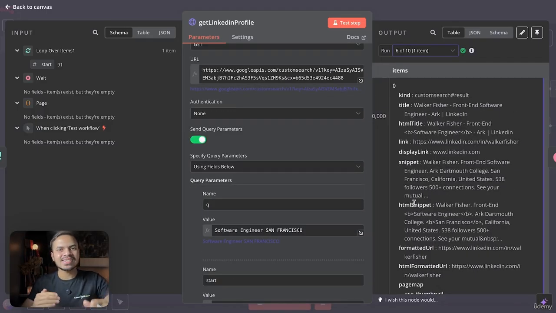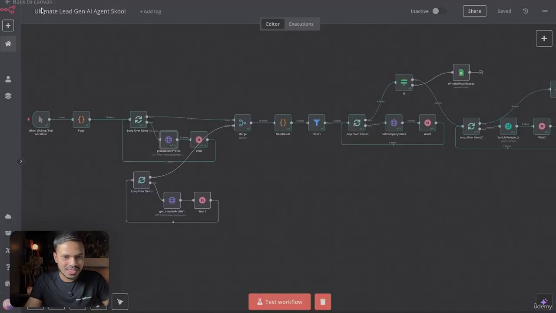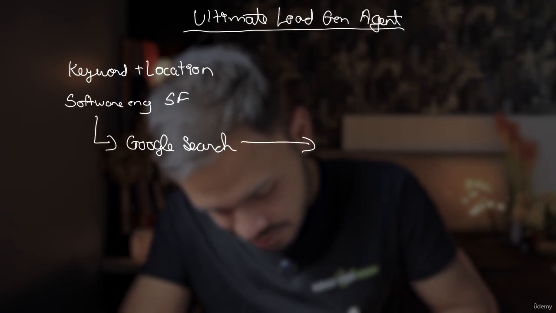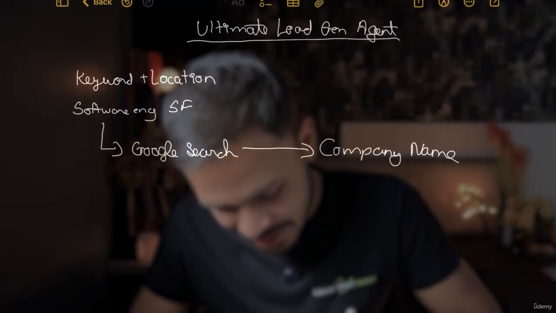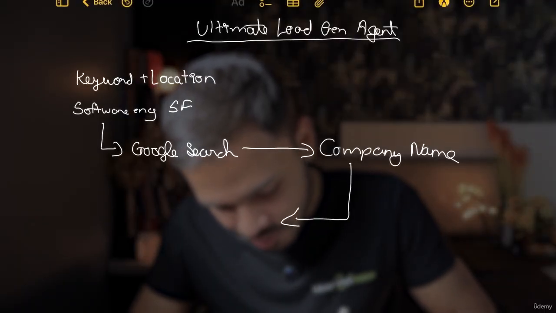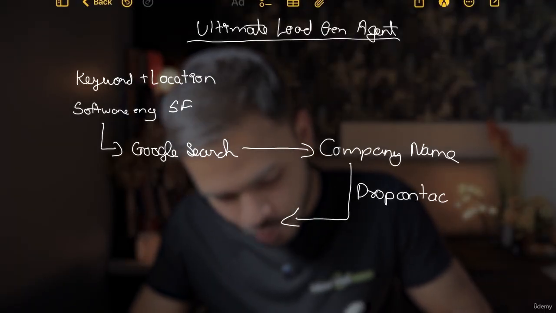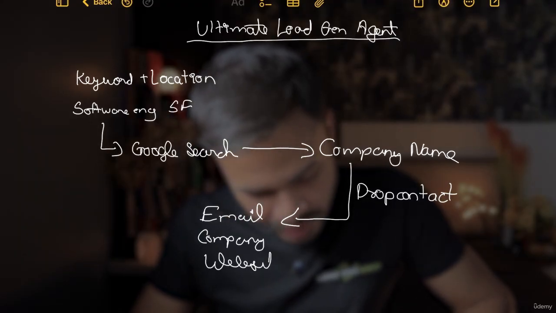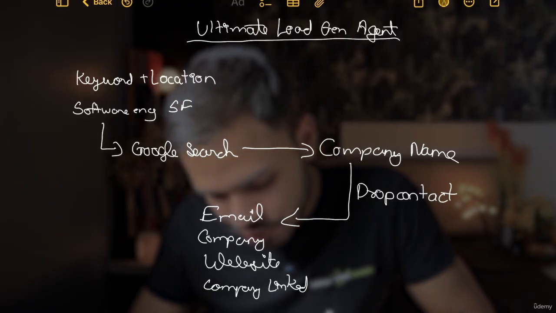So it will go to Google and search for the keyword that we are going after with the location attached to it. Once it performs this Google search, we are going to enrich that prospect with their company name. Because as you might know, in order to find the prospect's email, we need the LinkedIn URL, first name and last name, as well as the company name. So since we have the company name, we will perform prospect enrichment by using Dropcontact. We will find the email, which company they are working for, their website, company LinkedIn URL, and a bunch of data. And how are we going to find the company name?